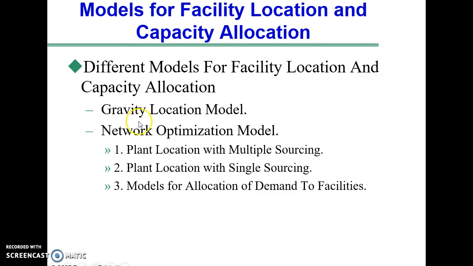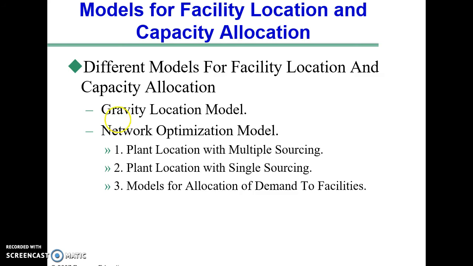Now, the network optimization model is subclassified into three different types. The first type is plant location with multiple sourcing, and plant location with single sourcing. These are the two types of network optimization model based on how many sources are used, or how many suppliers there are for supplying the raw material or sub-components to that facility. If it is a single source, then it is plant location with single sourcing, and if there are multiple sources, then it is named plant location with multiple sourcing.